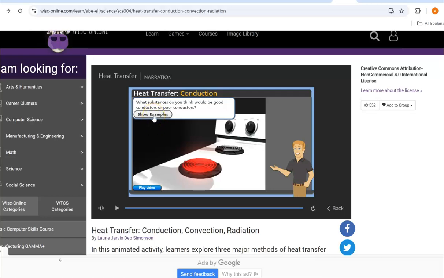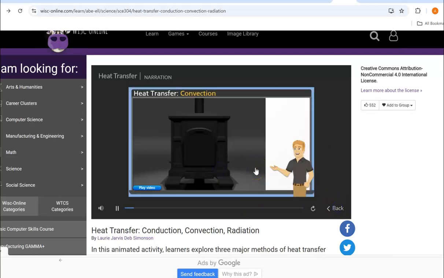So what substances do you think would be good conductors or poor conductors? Metals are good conductors: copper, silver, iron, and steel. Poor conductors, or good insulators, would be wood, styrofoam, paper, and air. Good conductors mean that heat can transfer through the material very easily. Poor conductors, or insulators, mean that it is very hard for heat to transfer through those substances.